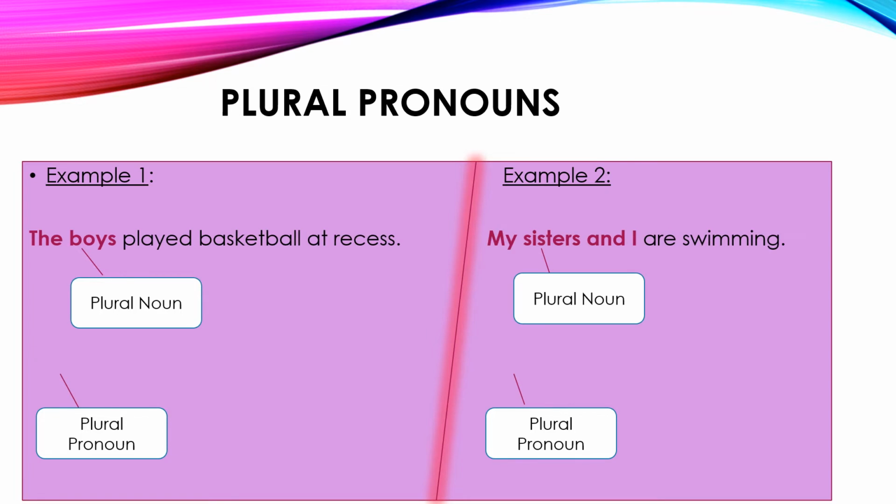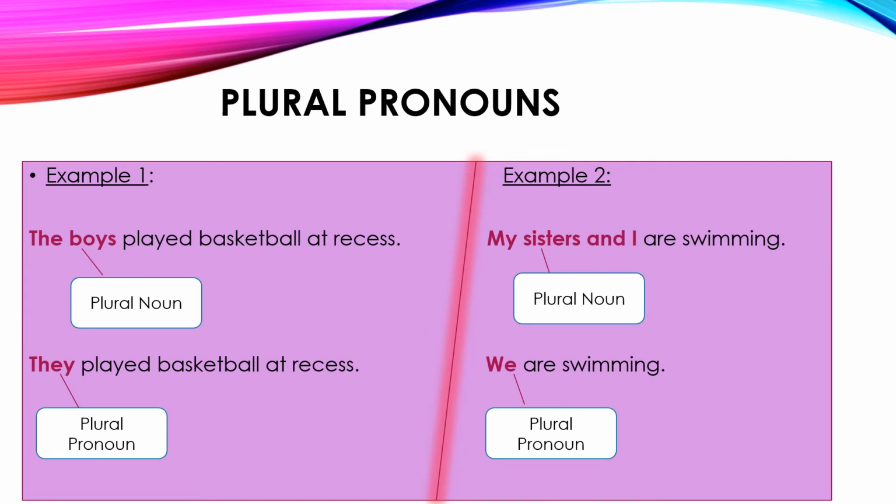The boys played basketball at recess. The word boys names more than one person. The word boys is a plural noun. Let's continue reading. They played basketball at recess. The pronoun they took the place of the plural noun boys. The pronoun they is a plural pronoun. It names more than one. Let's move to example number 2.